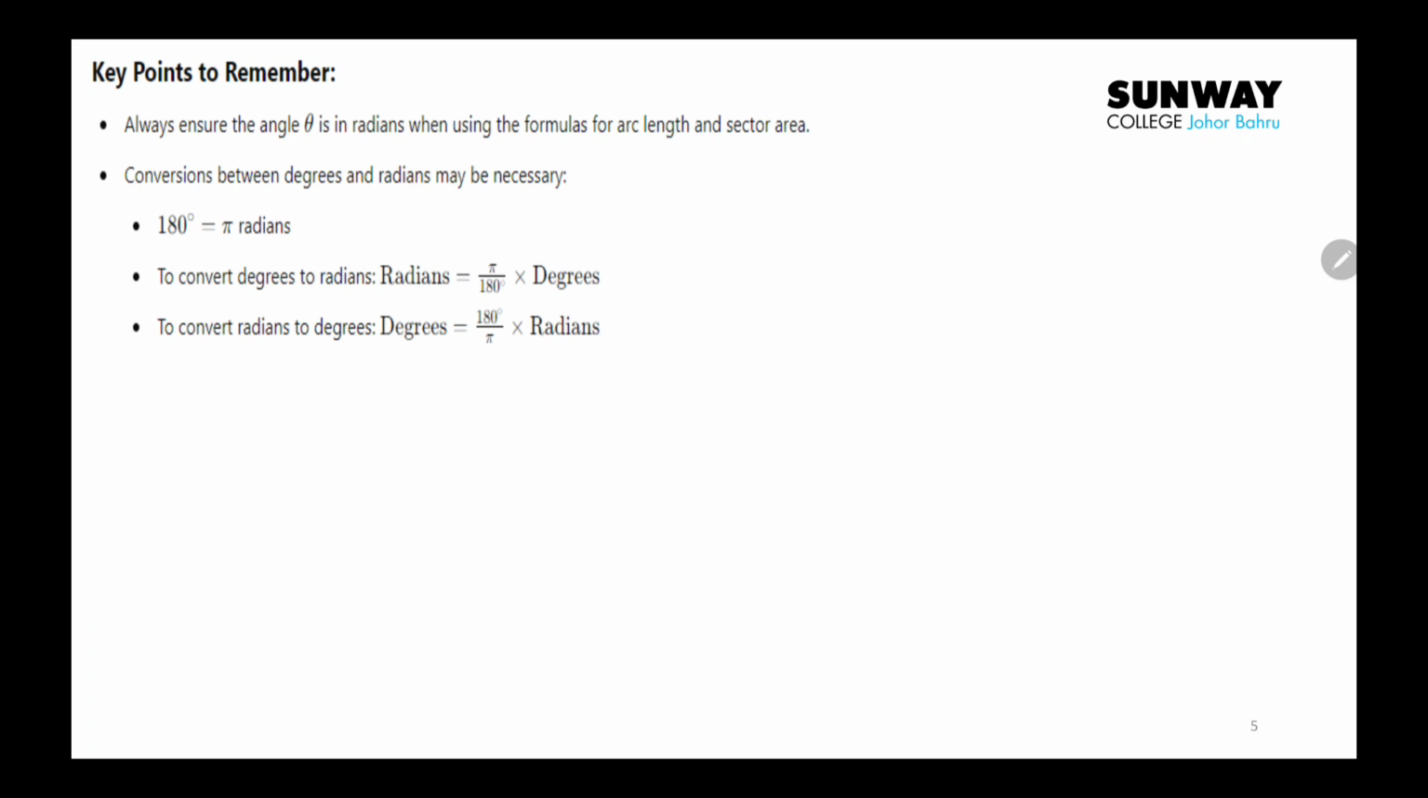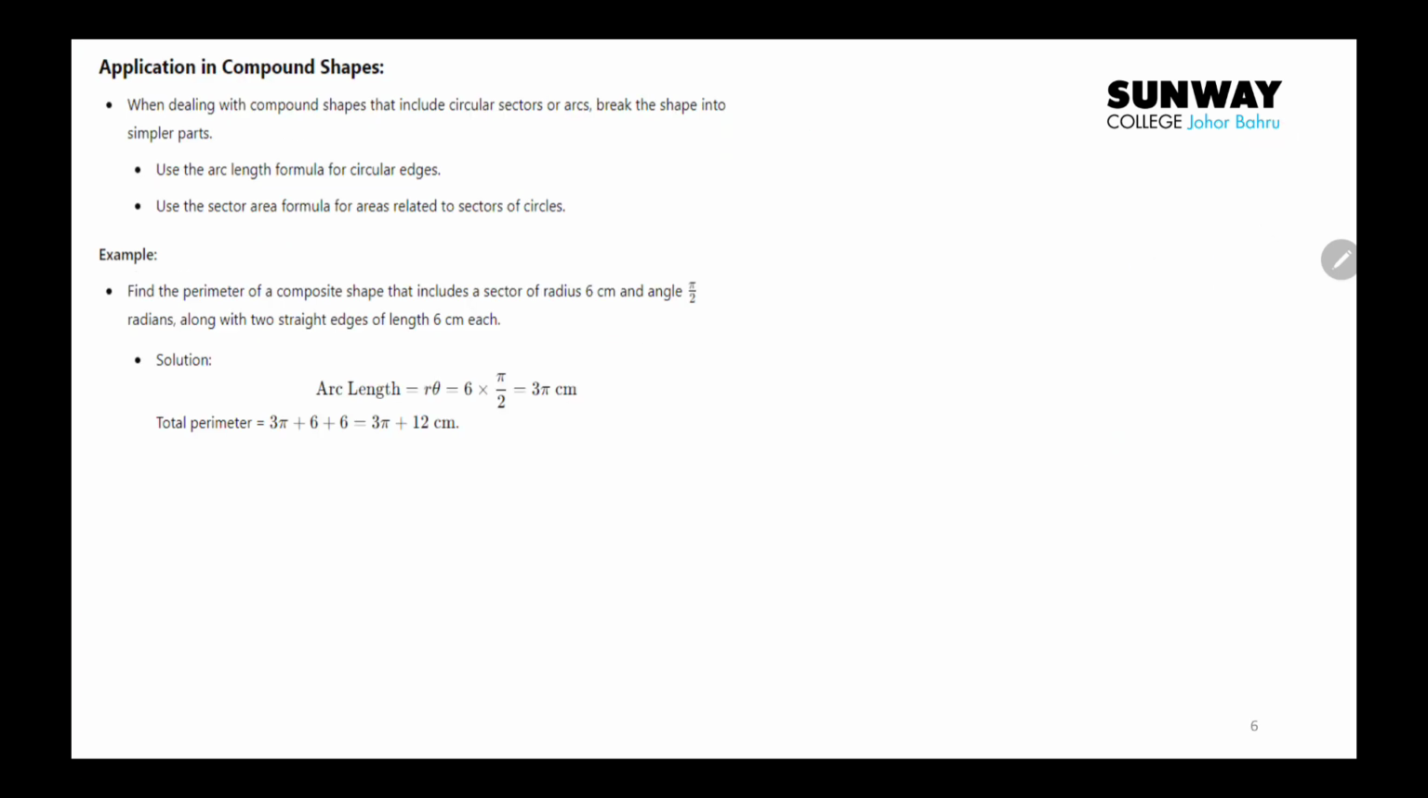As I mentioned before, you must understand the formula for arc length, the formula for sector area, and how to convert degree to radian, or the other way around. Sometimes you will be asked to figure out the arc length or the sector area with composite shapes. Now, in this case, let us take a look at an example.